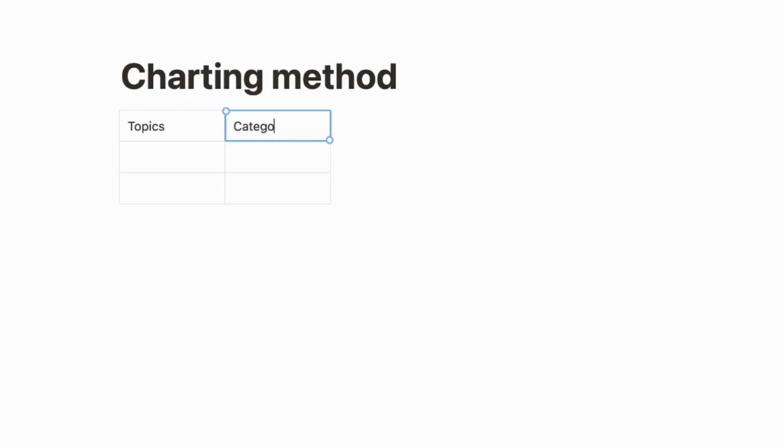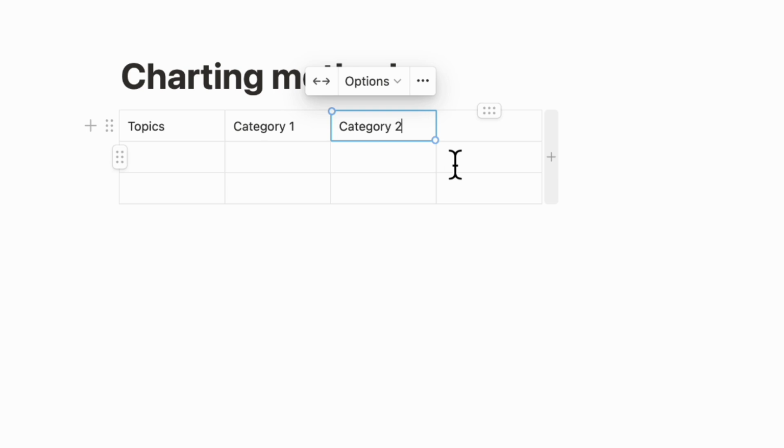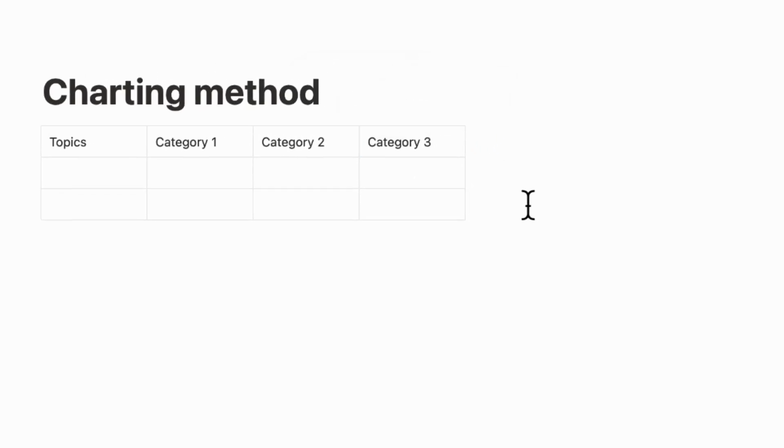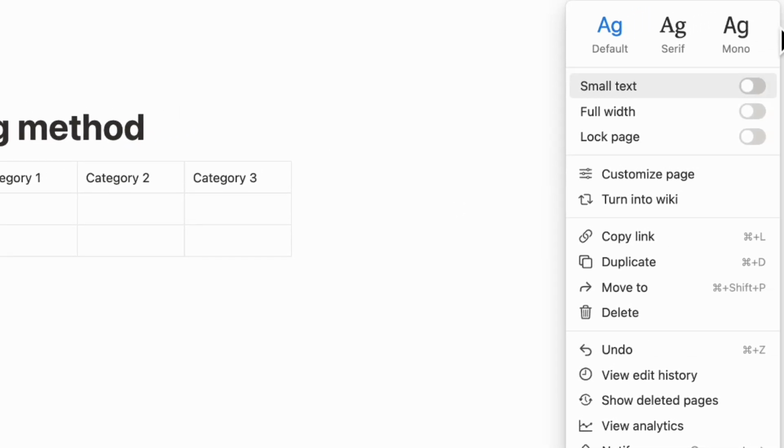So you could have category 1, category 2, category 3. So now let's go ahead and also do the small text full width by going to the top right hand corner, so that we just have more space in case we want to write more.